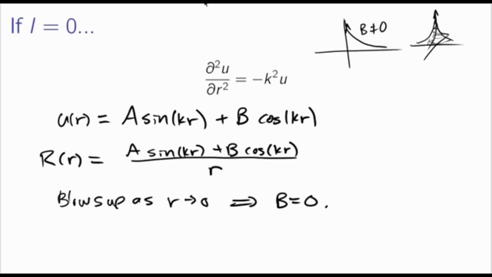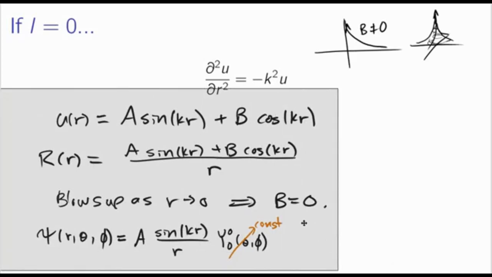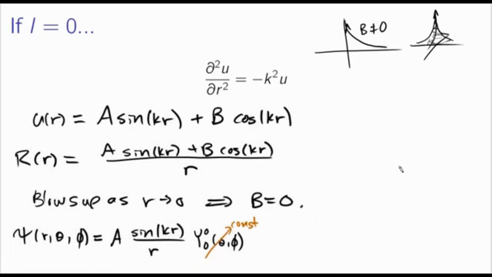At any rate, if L is going to be equal to 0, our wave function psi of r, theta, and phi is going to be some normalization constant times just sine of kr over r, and then we're going to multiply it by the spherical harmonic Y 0,0 of theta and phi. But Y 0,0 of theta and phi is relatively simple. It's just a constant. So actually, our wave function here is just going to be sine kr over r. What this means is that this is the form of our wave function.